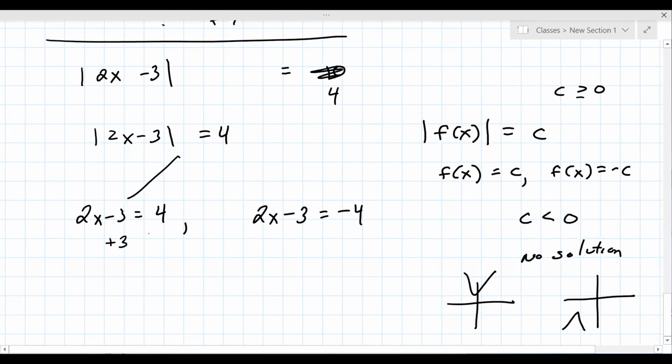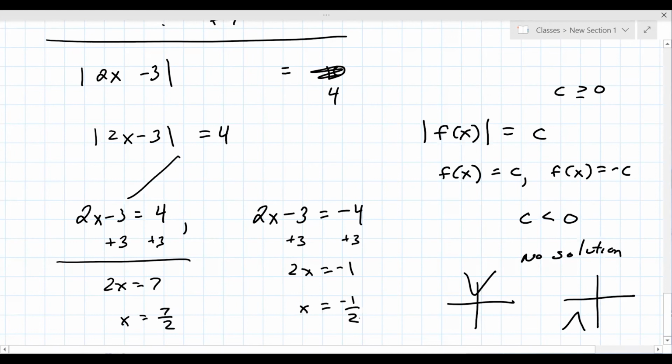So we're going to add 3 to both sides, add 3 to both sides. 2x equals 7, 2x equals negative 1. So we have x equals 7 halves, x equals negative 1 half.